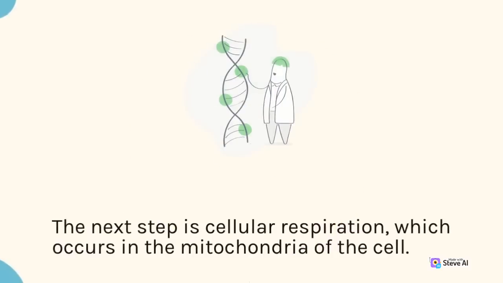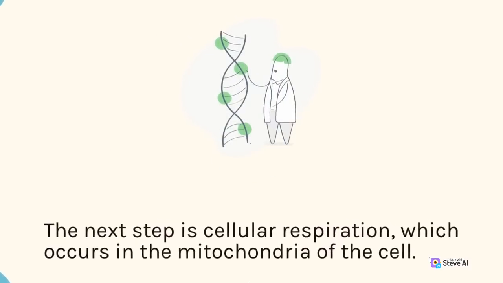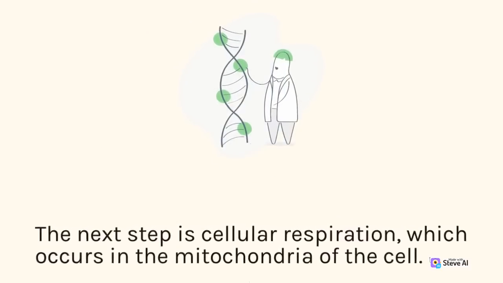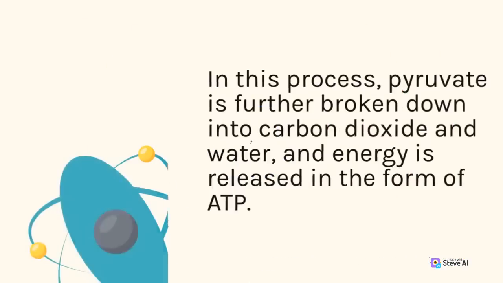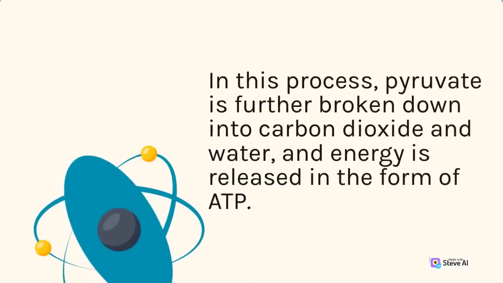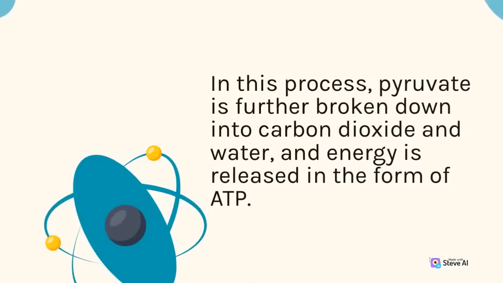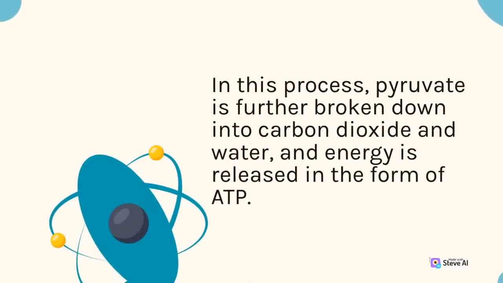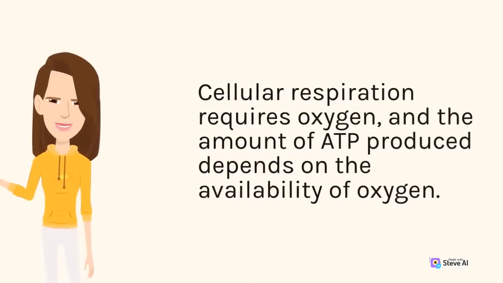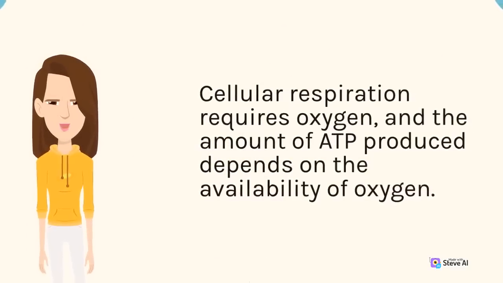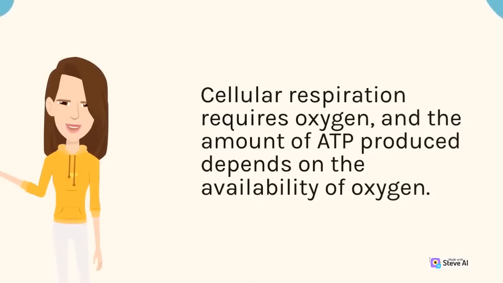The next step is cellular respiration, which occurs in the mitochondria of the cell. In this process, pyruvate is further broken down into carbon dioxide and water, and energy is released in the form of ATP. Cellular respiration requires oxygen, and the amount of ATP produced depends on the availability of oxygen.